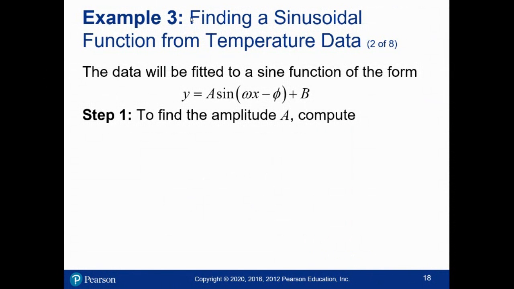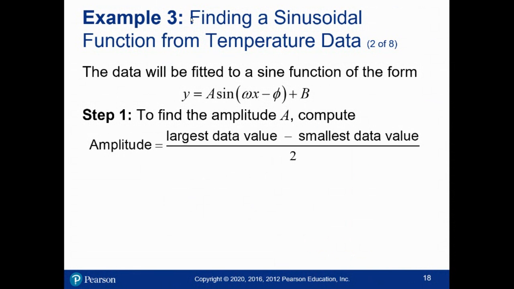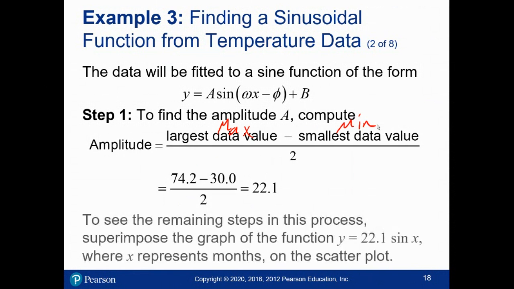We want to find the amplitude. This is usually the easiest thing first. So take the biggest value minus the smallest value over 2. This is just the max minus the min over 2. We actually did a similar computation in an earlier problem. The max minus the min over 2 gives you the amplitude. Back on that chart of data, the maximum was 74.2 and the minimum was 30. So we get a suspected amplitude of 22.1.